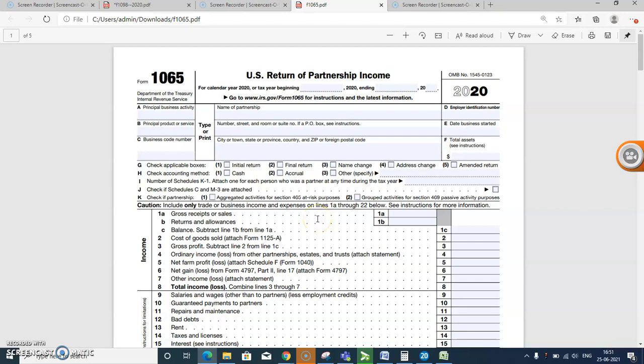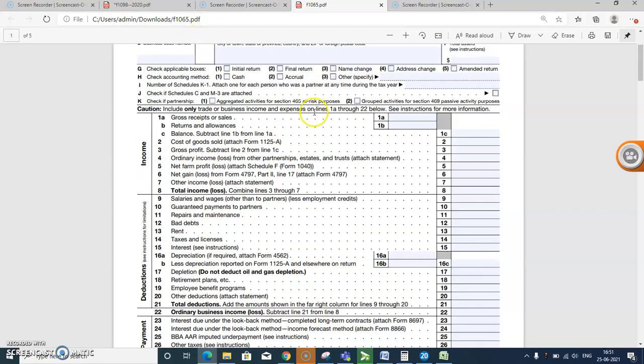Hello everyone. Today we are going to discuss how to report profit and loss statement in the Form 1065 partnership tax return. So guys, we know that page 1 reports the income and deduction of the partnership.